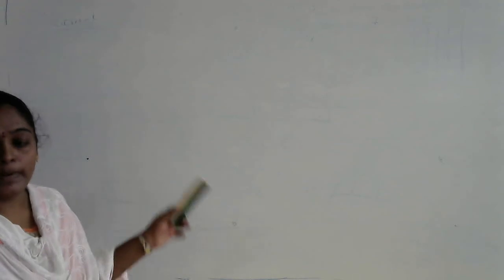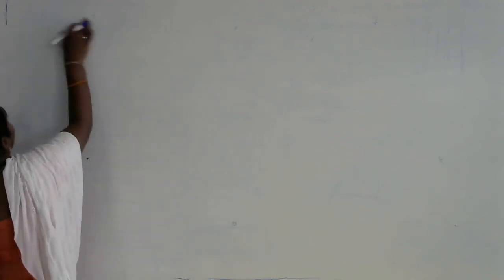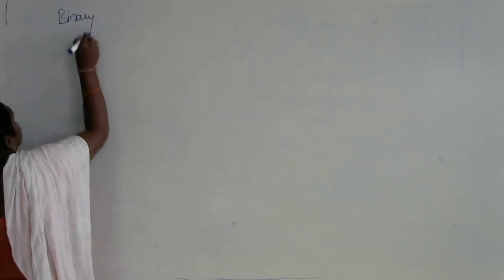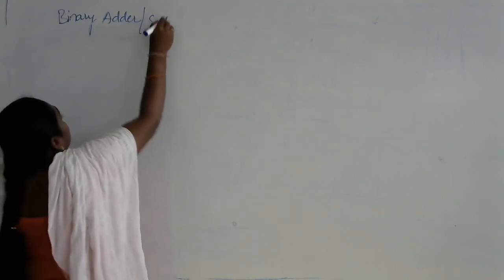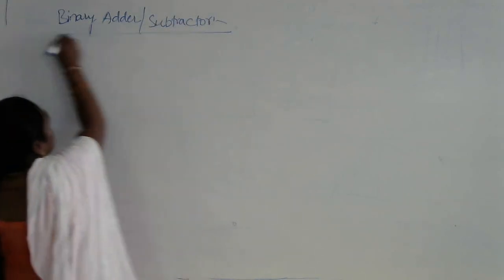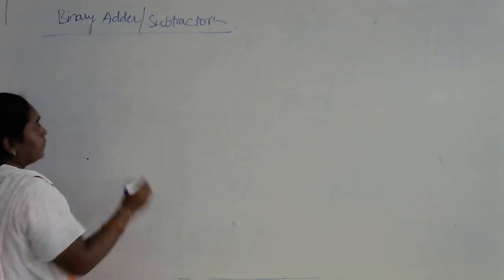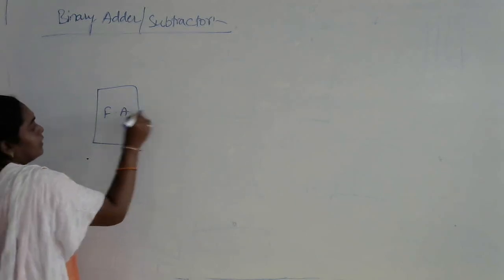Now let us see the last topic of adders and subtractors, which is the binary adder/subtractor. So here the name itself indicates it will perform two operations. One is the addition operation and the other one is the subtraction operation. Means we are not going to draw these two circuits separately. The same circuit is going to perform two operations. So here I am making use of full adders, four full adders.